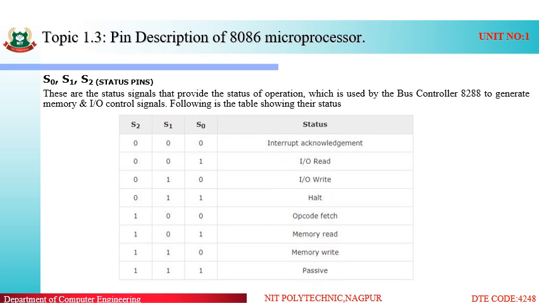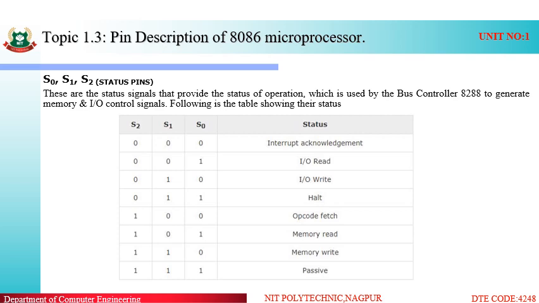So there are different statuses. A combination of 3 bits is used here. 000 stands for interrupt acknowledgement, that is, interrupt acknowledgement is being given. 001 stands for input output read. 010 for input output write. 011 for halt operation. 100 for opcode fetch.